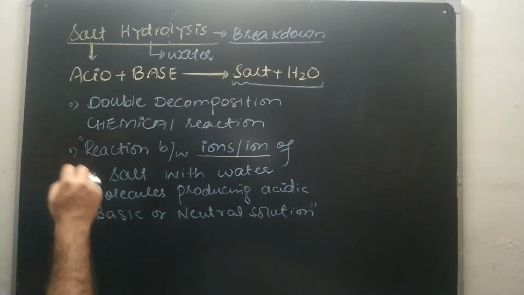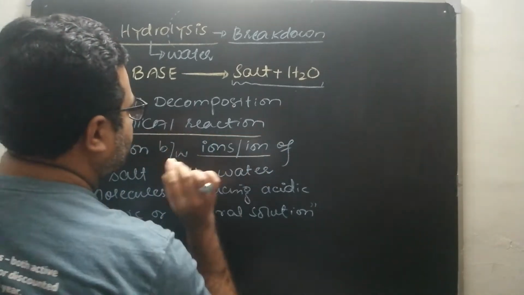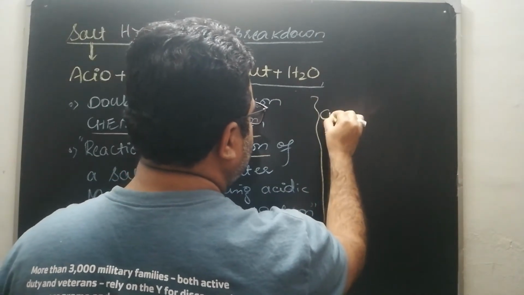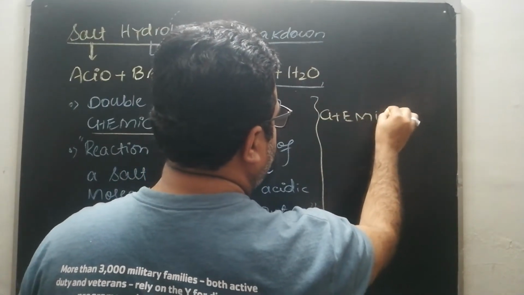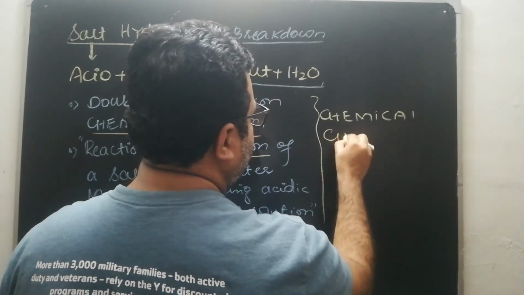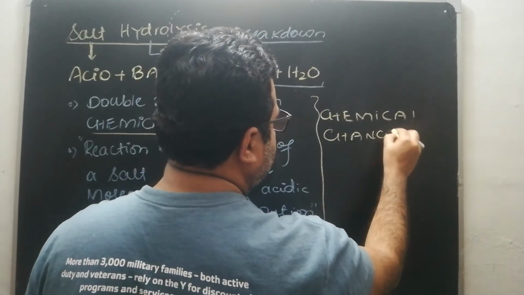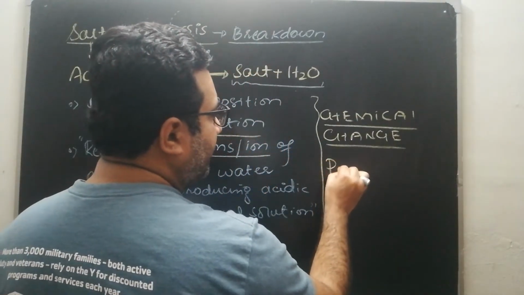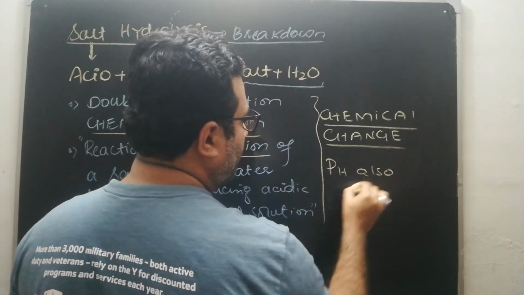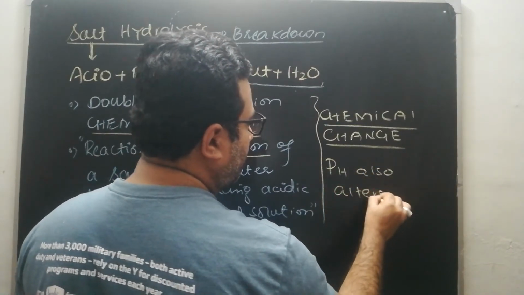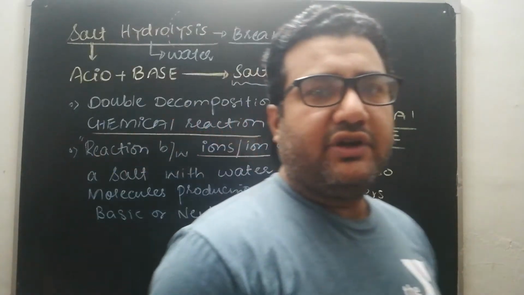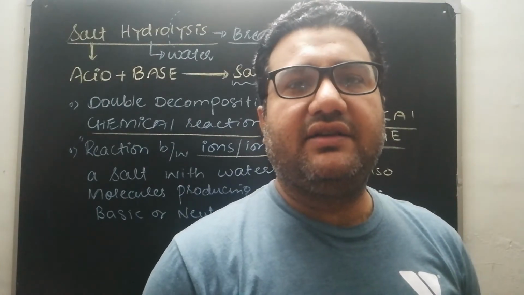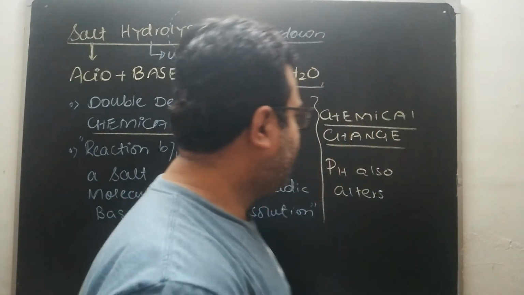So it means this one is a chemical reaction. Hydrolysis is actually a chemical change. It is not any physical change like hydration. It is a chemical change, and because of this chemical change, the pH also alters. Listen to these points very carefully, because in this lecture we are also going to study hydration and the difference between hydrolysis and hydration.